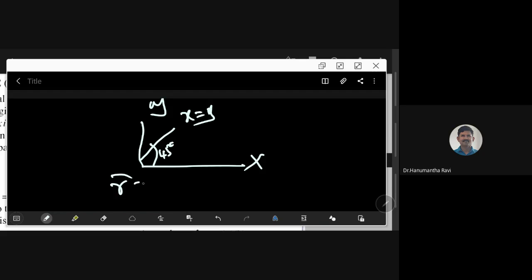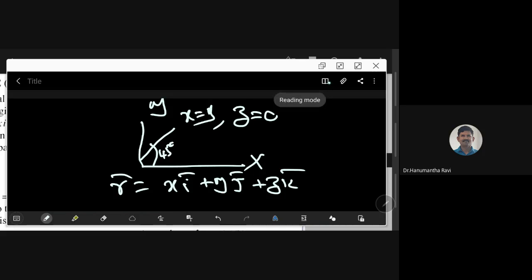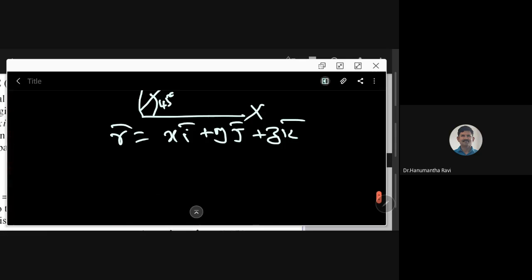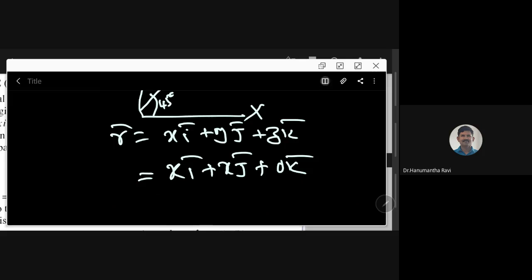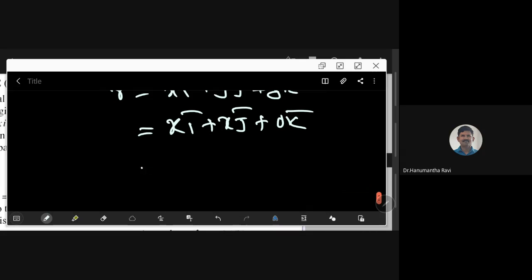So any vector along this line is r bar, where r bar is x i bar plus y j bar plus z k bar. But x is equal to y. Please always remember you are in the xy plane. So if I substitute, x i bar plus x j bar, because y is equal to x, and 0 into k bar. So we have x into (i bar plus j bar) simply.